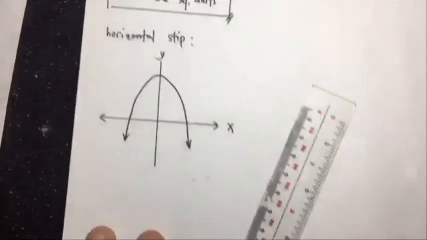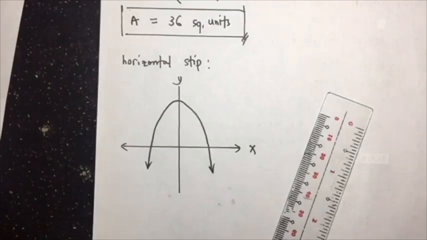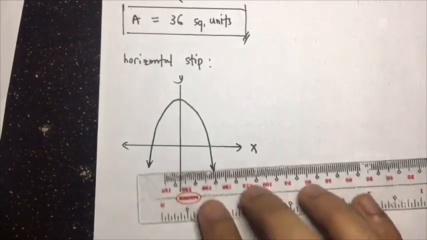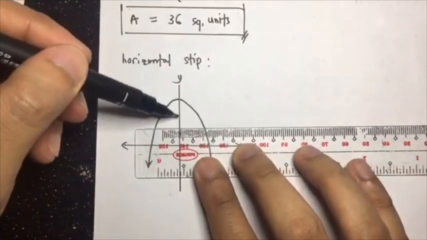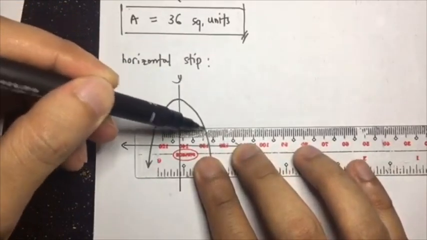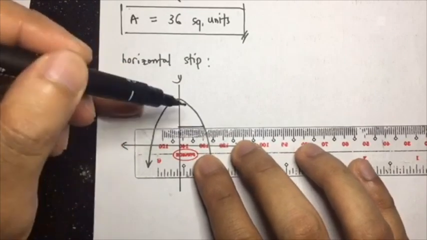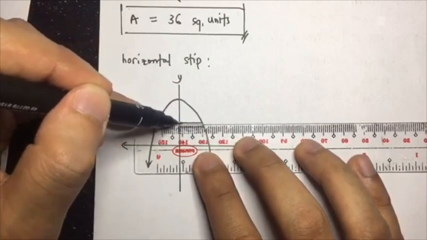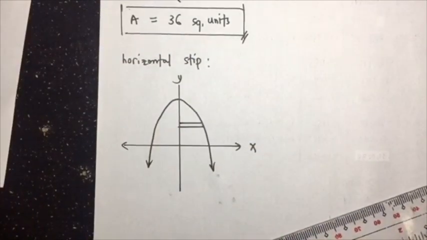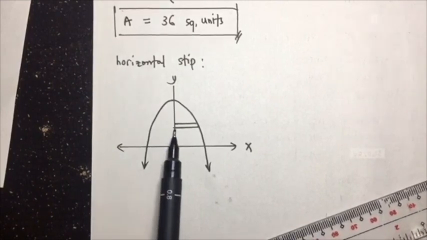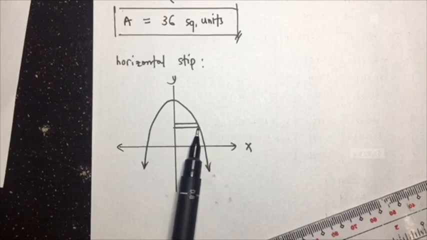Okay, so what if we will be using a horizontal strip? Remember that a horizontal strip is measured from the axis to the graph. Therefore, when we draw a horizontal strip, it's only from the axis until the graph. We can only draw it like that.